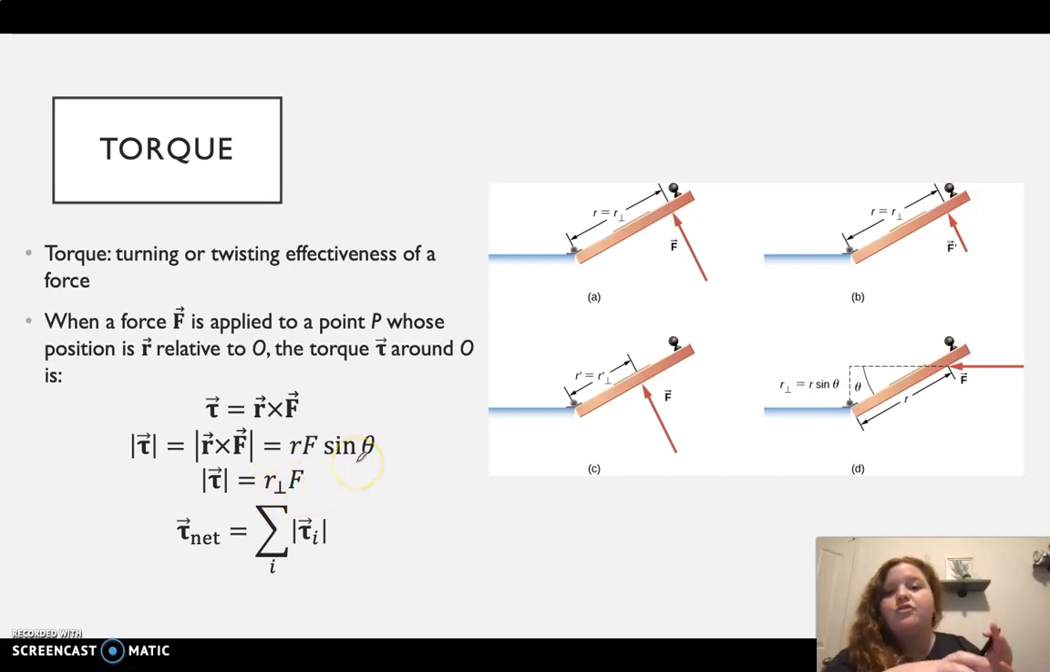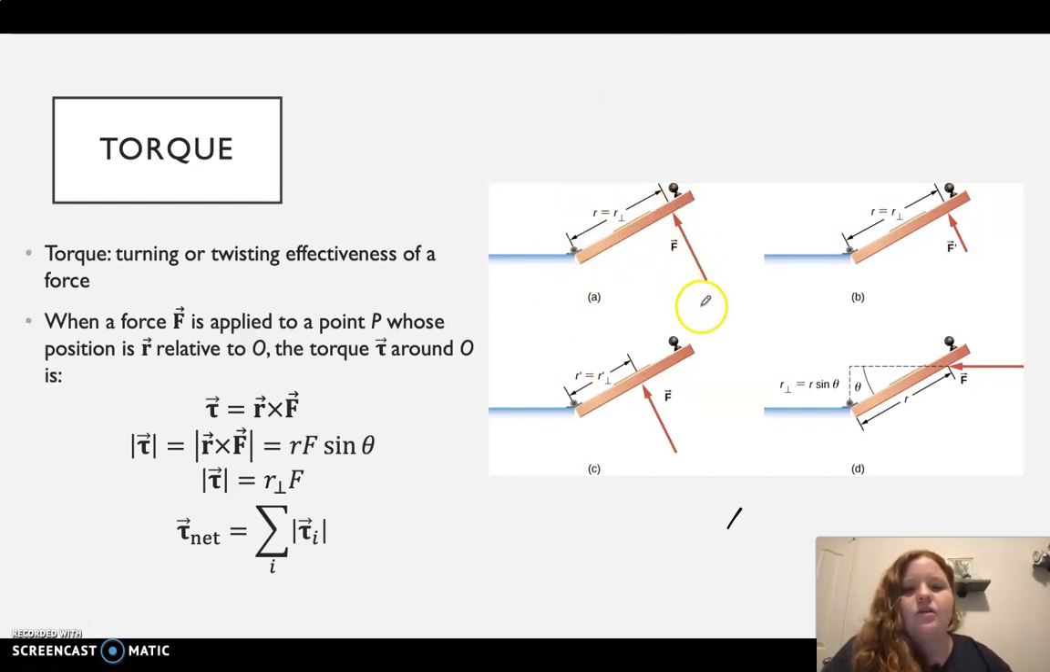When we're trying to find the net torque, it's going to be the summation of all of the individual torques of the system. Let me show you this figure here. We have all of these different forces being applied. Let's look at this one first. We have some force being applied to this system. It looks like a door. We have a door and a door hinge.